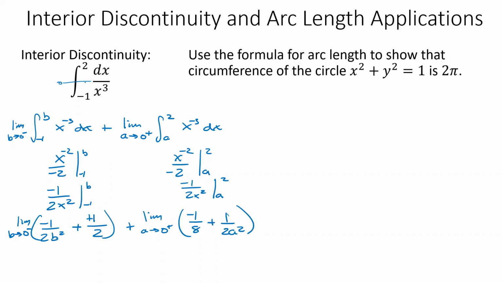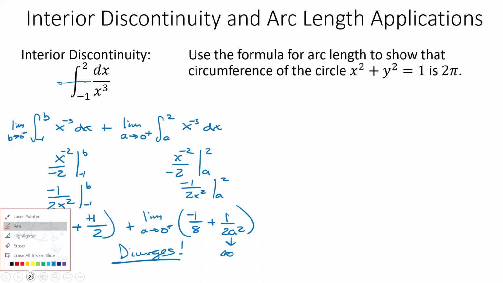All right, so this one's going to negative infinity. This one's going to positive infinity. All right, so we're getting infinities at both of them, so they're both diverging. So it diverges. All right, and last one here.